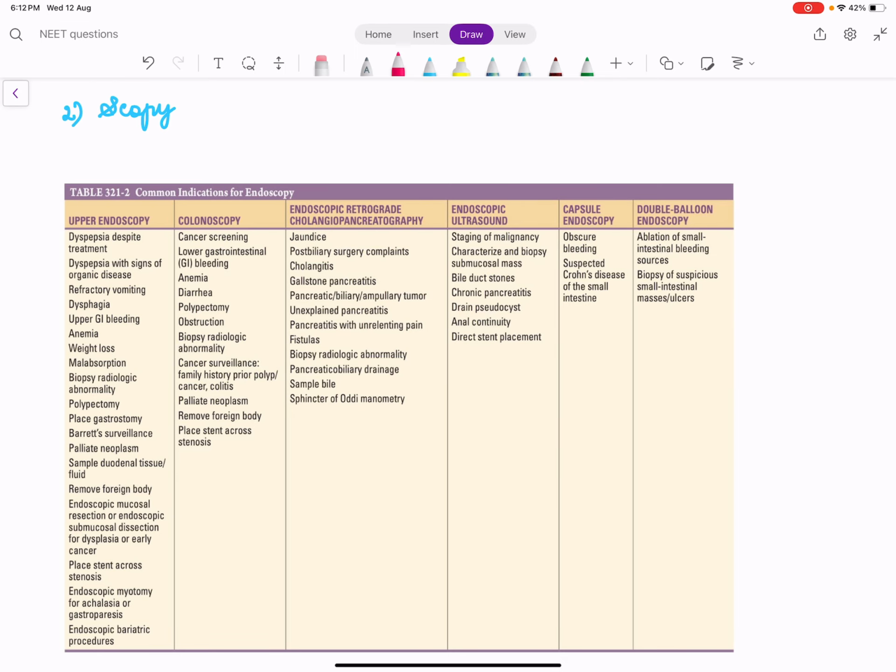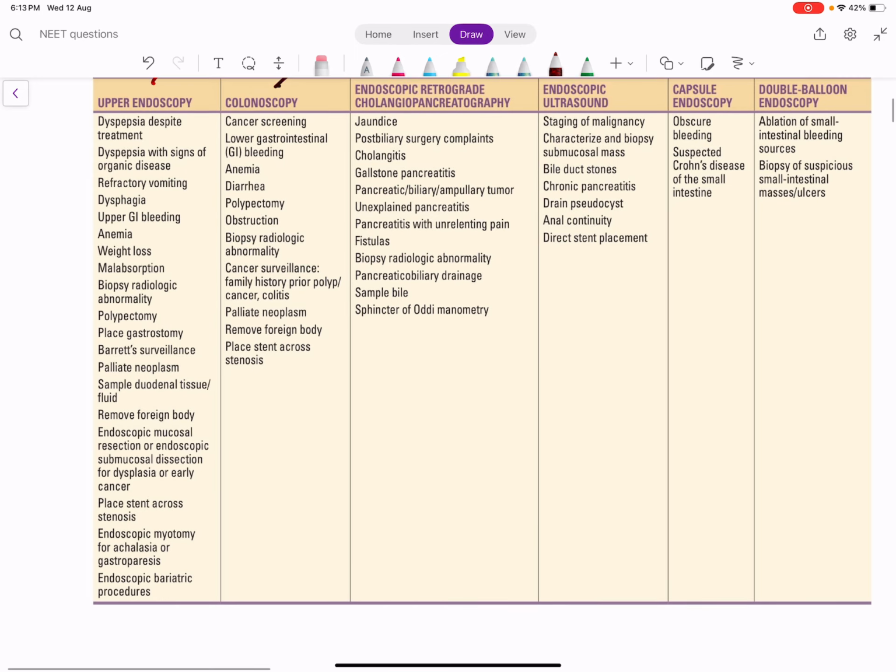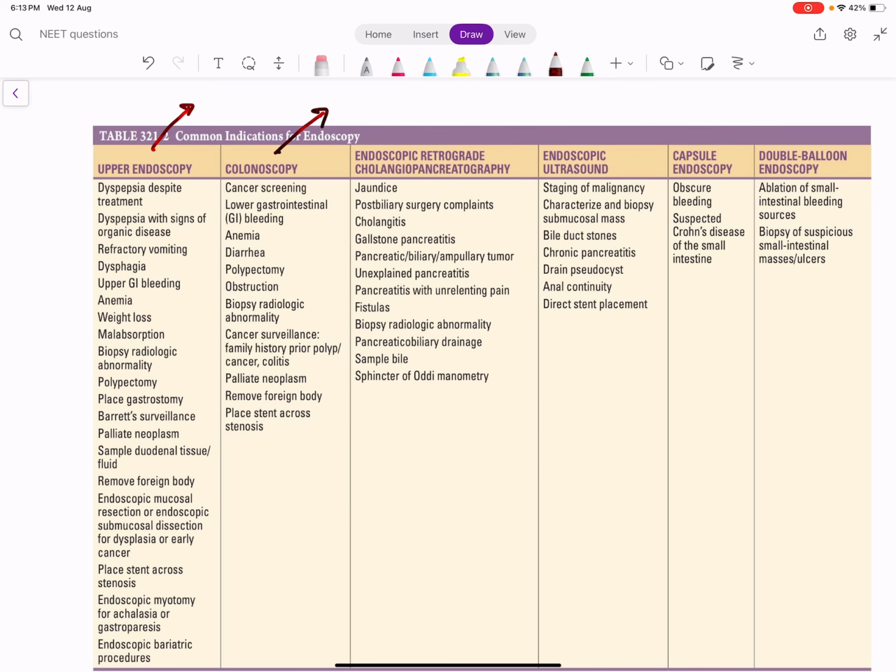Now something about scopy. We have upper GI endoscopy, also called OGD scopy, and we have colonoscopy. So two important scopies in GIT. Why do we usually do scopy? To directly visualize. It can be helpful in bleeding disorders, helpful to diagnose pain. So there are so many investigations, and mainly we can do procedures also through it.